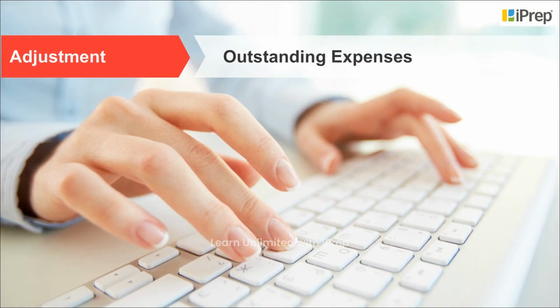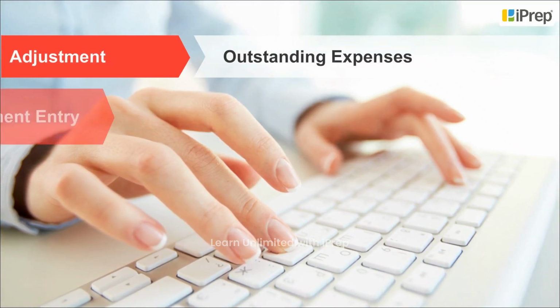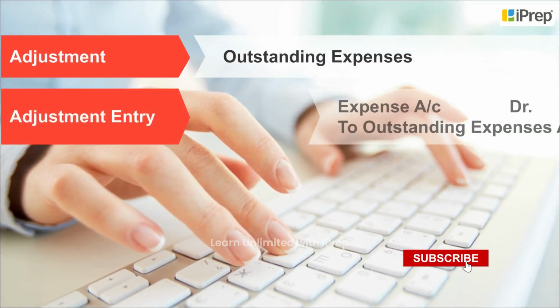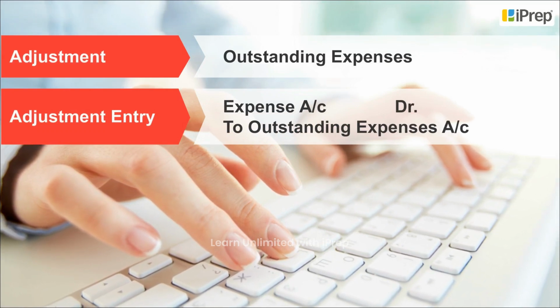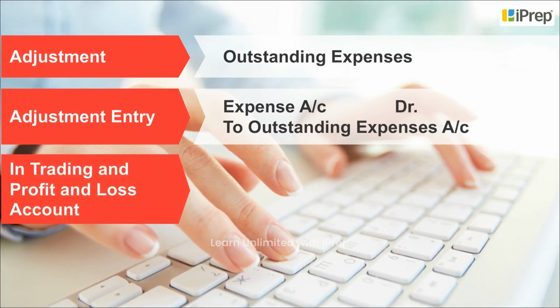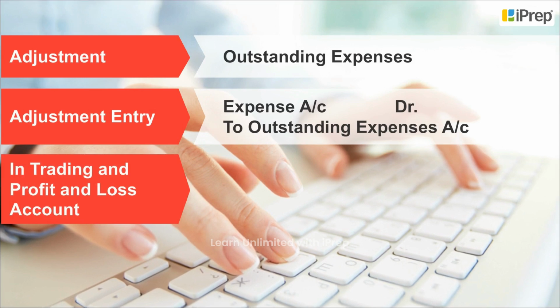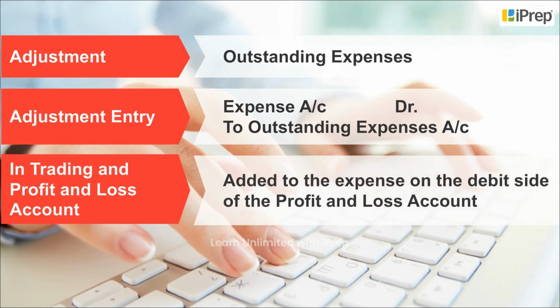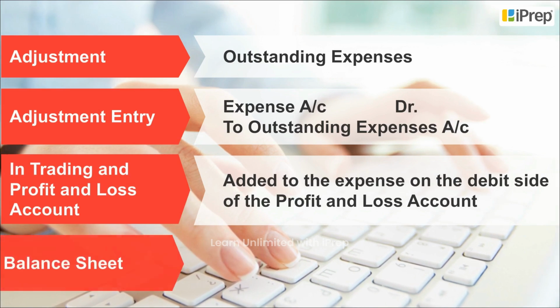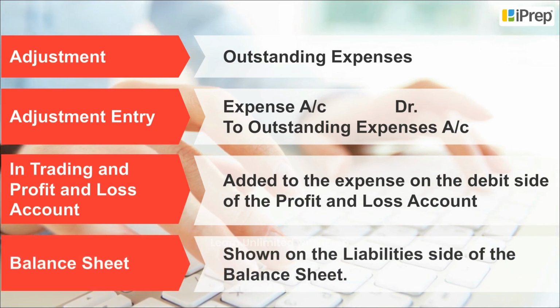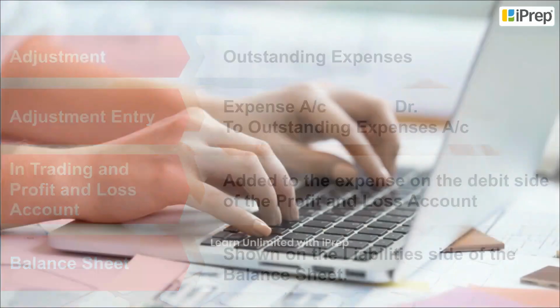Adjustment: outstanding expenses. Adjustment entry: expense account debited to outstanding expenses account. In trading and profit and loss account, added to the expense on the debit side of the profit and loss account. In the balance sheet, shown on the liability side of the balance sheet.